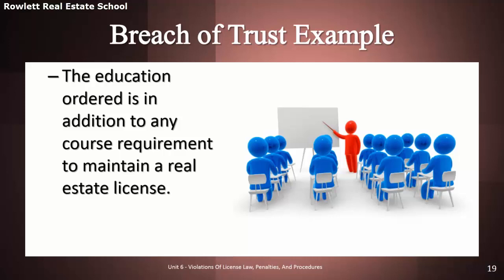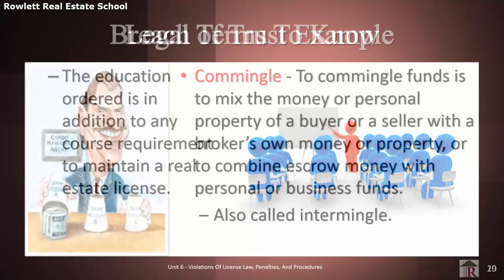Now, what's important for you to know is that any education ordered for getting in trouble is in addition to any of your normal course requirements. So if he had already taken his 45, he's got to do it a second time now. And if he doesn't do it the first time, he's not going to have to take it twice.